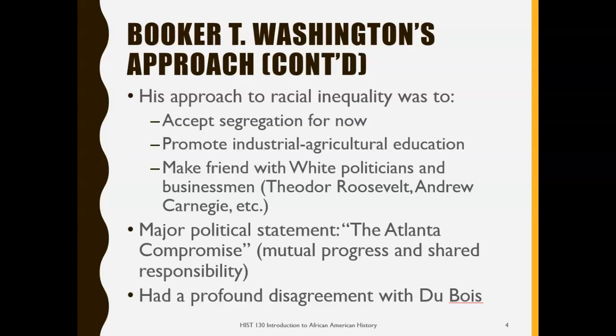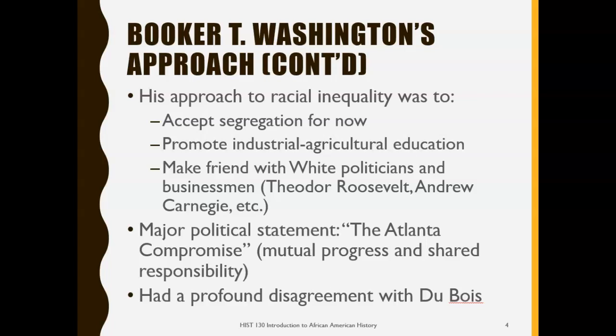Next, he also suggested to make white people your friends. So he had white politicians as well as white businessmen as his friends. That includes a president like Theodore Roosevelt and some of the richest people in America at his time, including Andrew Carnegie. So he made those people his friends. So that's another approach of Booker T. Washington.